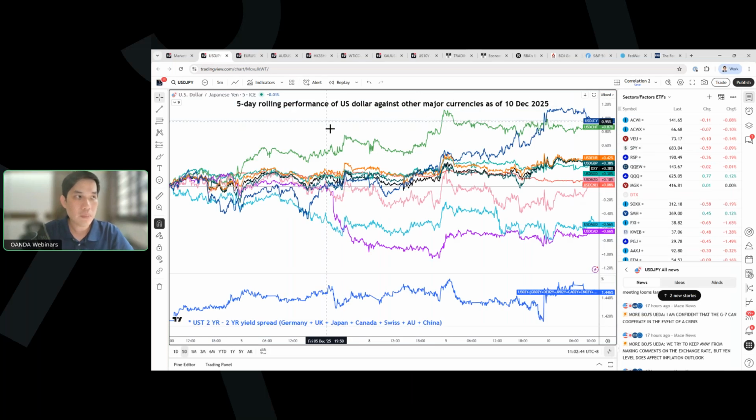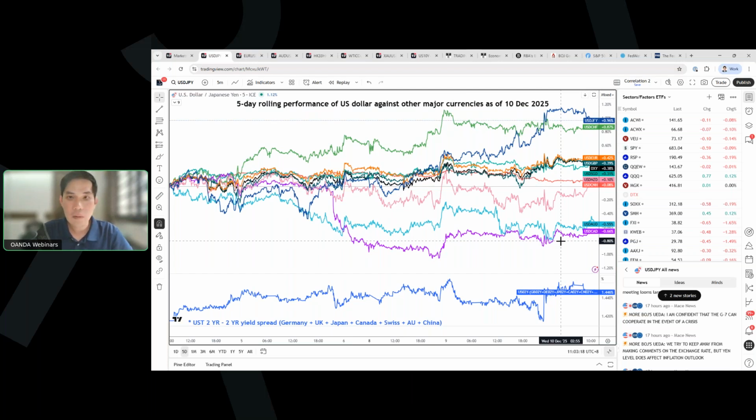This is the 5-day rolling performance of the US dollar against other major currencies, using the dollar as the major pair. What we could see over here is something like a K-shaped performance. At the top of the K, the dollar strengthened significantly against the Japanese yen, which is up by 0.96% on the 5-day rolling performance basis, but weakened against the Aussie as it's down negative 0.55%. So these are the two key outliers in the FX market yesterday, the Aussie and the yen.